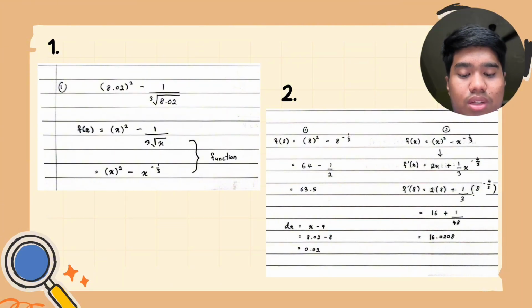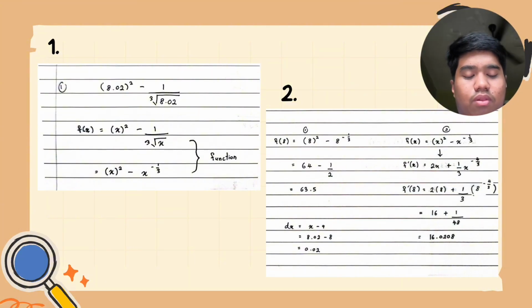So our x would be 8.02, since we can take it from the question. Therefore, our a would be 8, since 8.02 is closer to 8. dx is the difference between x value and a value. So 8.02 minus 8 equal to 0.02. That will be our dx value. Next, we need to substitute the a value into the function, which is f(8) equal to 8 power of 2 minus 8 power of negative 1 over 3, which we will get 63.5.